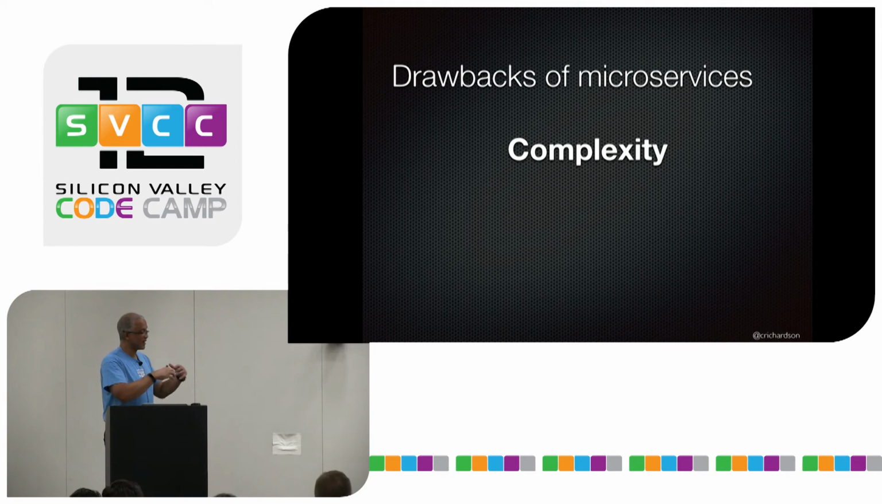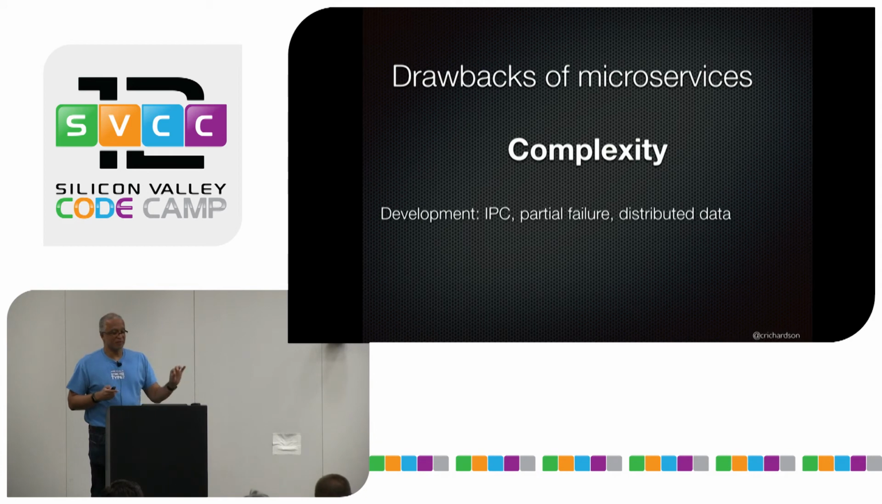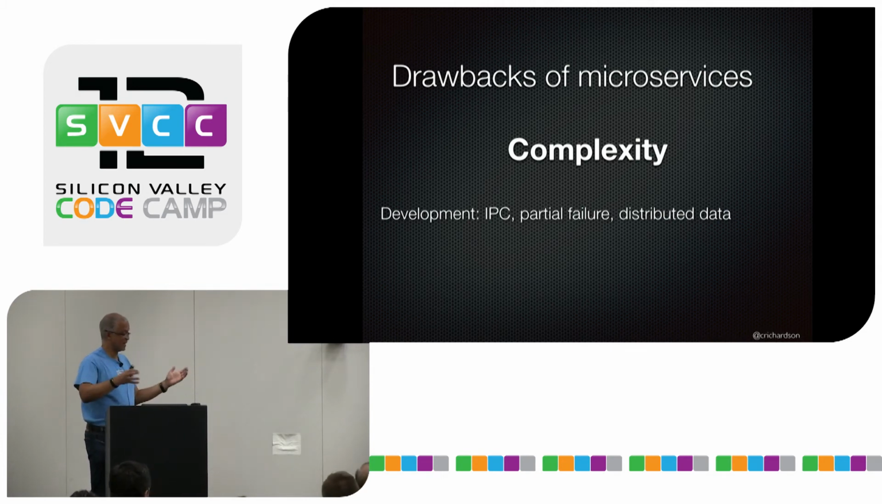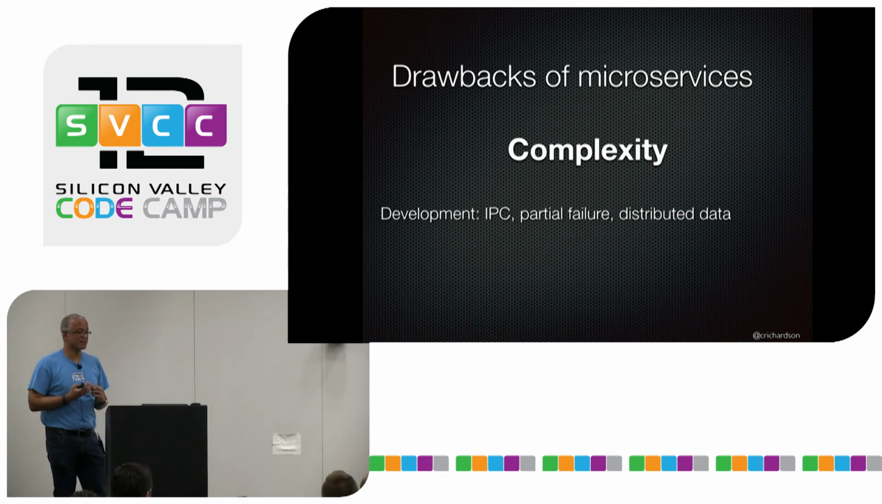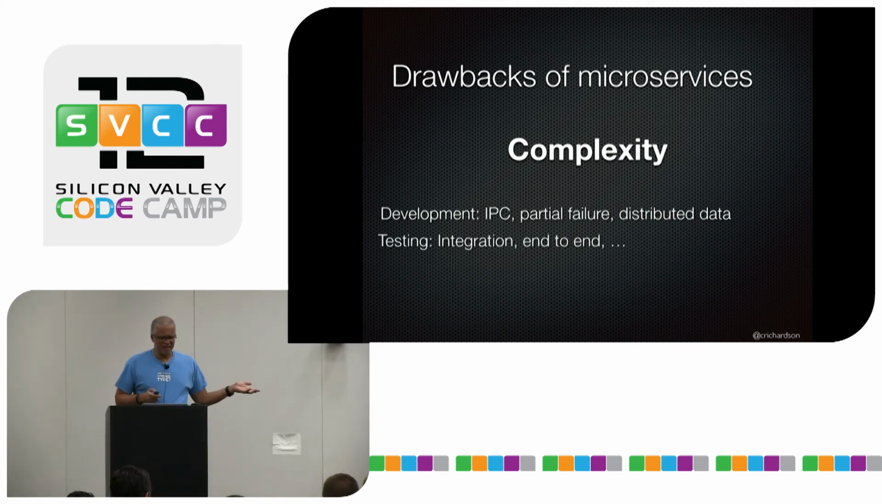I've already hinted at the fact that the microservice architecture is much more complex, and it's complex in several different ways. From a development perspective, you're building a distributed system, so you have to deal with inter-process communication, partial failure, the fact that your data is spread around multiple services, and how do you query it? How do you maintain data consistency? The good news is that there are solutions to all of these problems, but it's no longer as brain-dead simple as building a monolithic application.